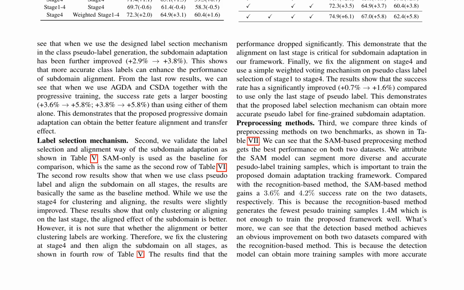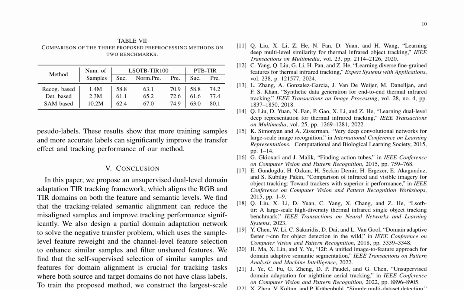The authors conduct an ablation study on the label selection mechanism in the clustering-based subdomain adaptation, demonstrating that more accurate class labels can enhance subdomain alignment. They also compared 3 pre-processing methods, showing that the SAM-based method achieves the best performance on 2 benchmarks. The paper presents a comprehensive comparison of the proposed method with state-of-the-art trackers on the TIR 2017 dataset, demonstrating the effectiveness of the proposed framework.